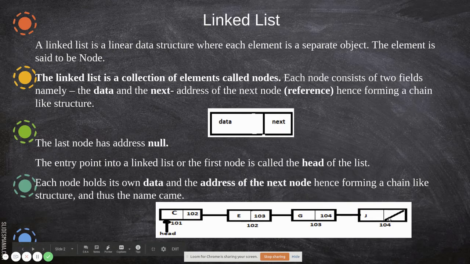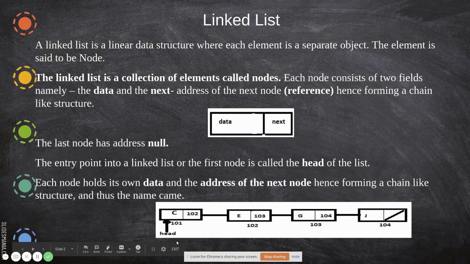The end of the list is indicated by the null pointer. So this is the logic of a linked list. Since the nodes are all connected by memory locations, they are called a linked list. A linked list is a linear data structure where each element is a separate object. The element is called a node, where the node consists of an information field and the next field. The next field will have the memory location of the next node, which is of the same type. So each node consists of two fields, the data and the address of the next node. The last node has the address null.